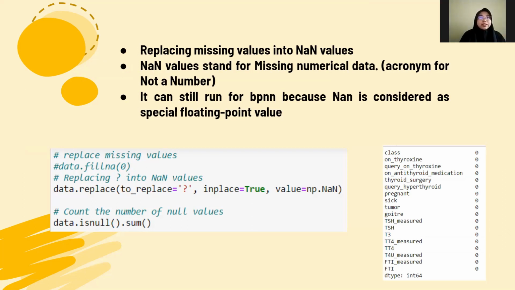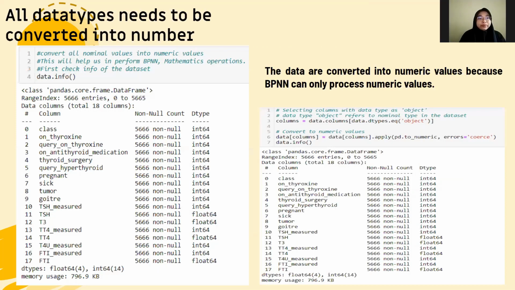Okay, the next one, since the dataset has some missing values, they have to be replaced with other values. And this is the process of replacing the missing values in the dataset into NaN values before replacing them with mean values. NaN stands for not a number, and it still can be run for BPNN because NaN is considered as a special floating point value.